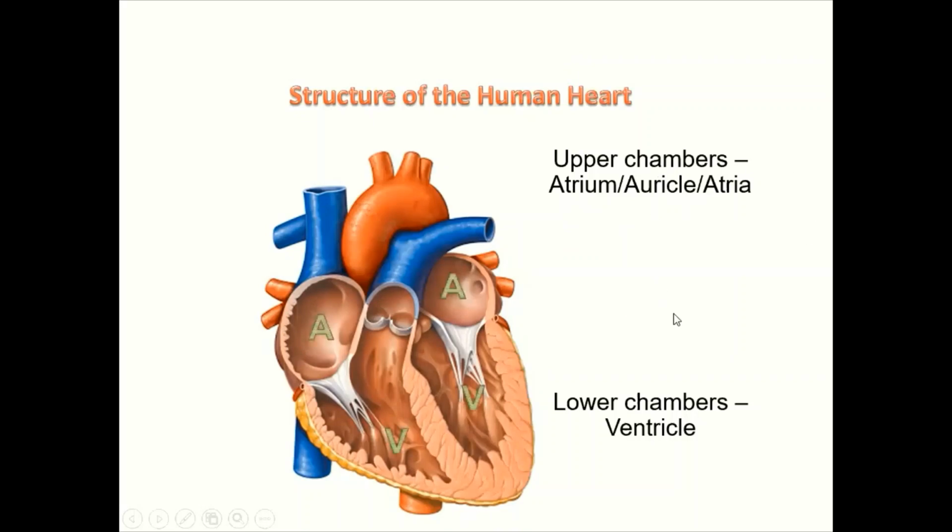So the upper chambers are A, and the lower chambers are V. A or atrium, which is singular. And the plural form for atrium is atria. So this one is the atrium, or you say these two are the atria. And the other name is auricle. Plural, you just add S: auricles. And the lower chambers are called the ventricles. So singular, no S.